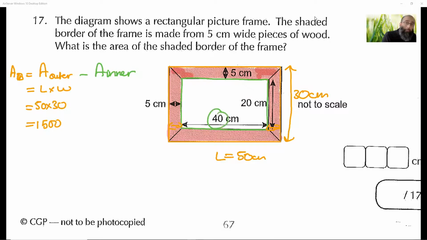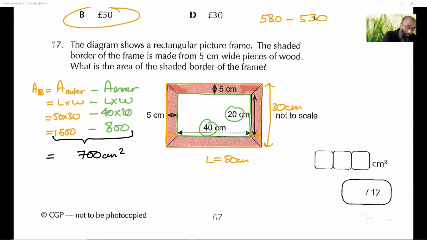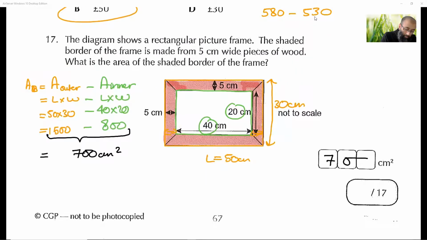Okay, let's do the inner one now. What's the length of the inner one? The length of the inner one is 40 centimeters. And the width is 20 centimeters. 20 times 40 is 800. So 1,500 minus 800 would be 700 centimeters squared. So whenever you work out the area of a border, the outer area, the bigger shape, minus the inner shape always gives you the area of the border.